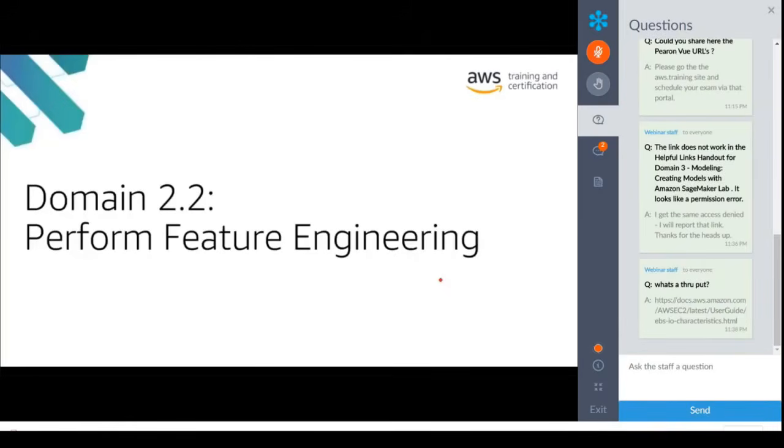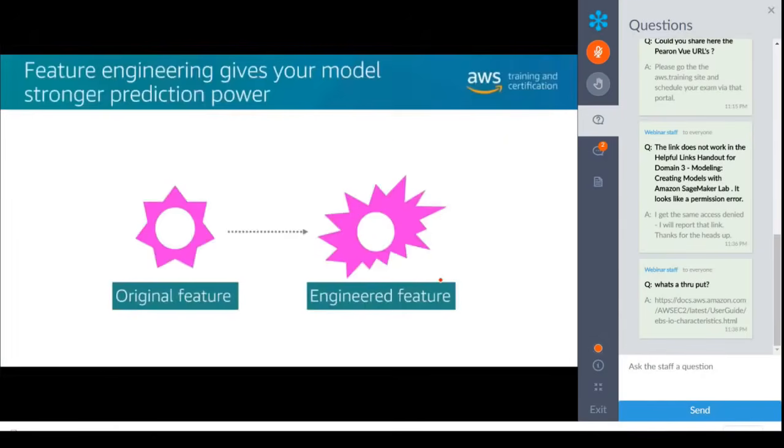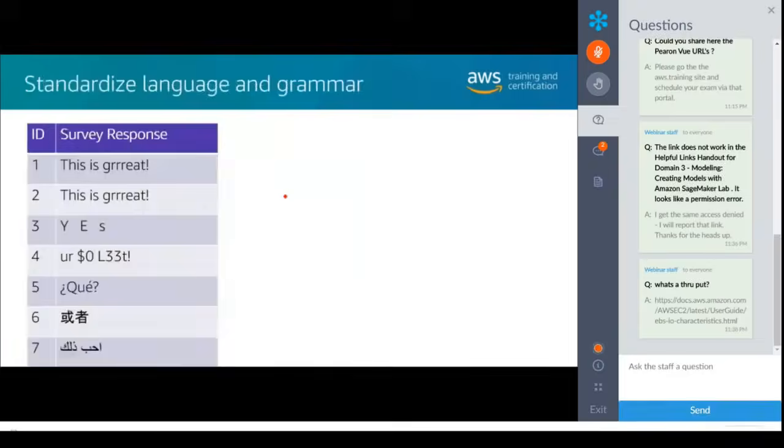What about feature engineering? I talked about feature engineering already, but it's just taking the original attribute and turning it into something more powerful for your model. It gives the model more predictive power, more strength. Well, what do we mean? Actually, let's go back a few slides here.